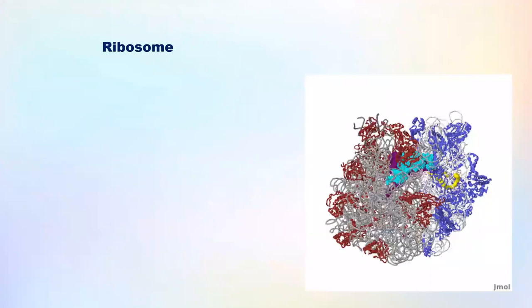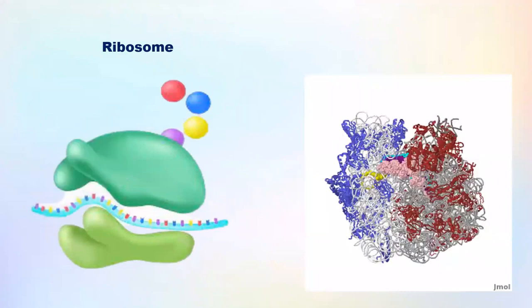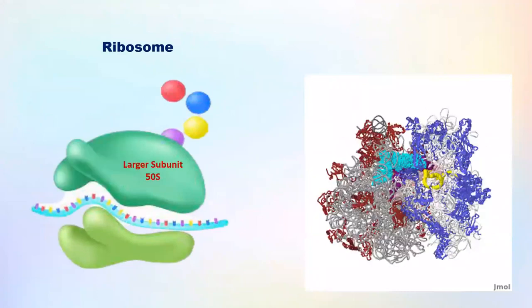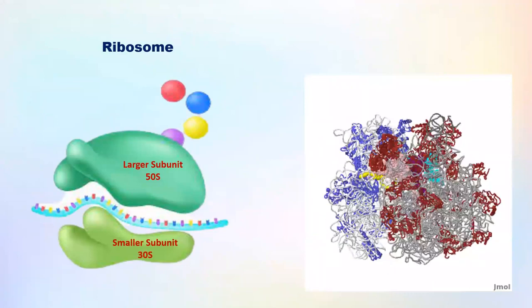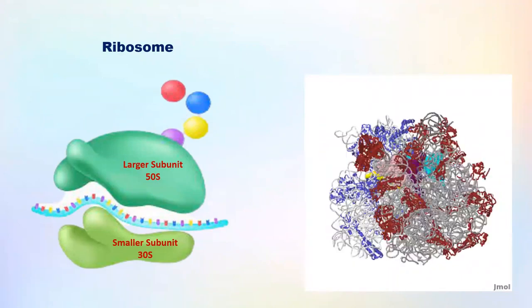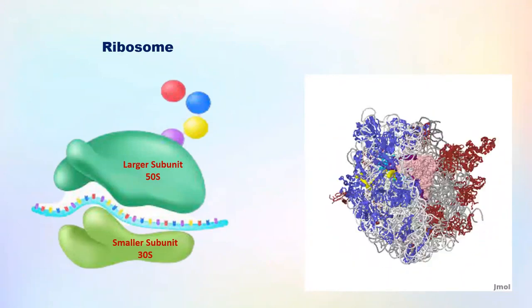Next comes the ribosome. The bacterial ribosome is of 70S type with a larger subunit of 50S and a smaller subunit 30S. Ribosome is known as a universal cell organelle because it is found both in prokaryotic and eukaryotic cell. The main function of ribosome is protein synthesis.